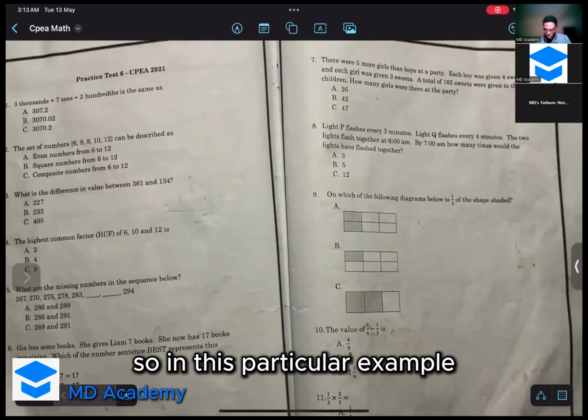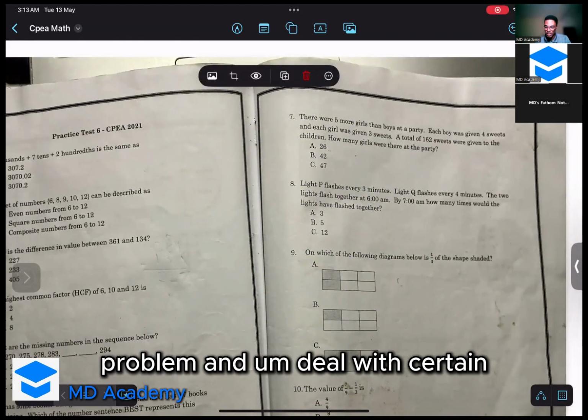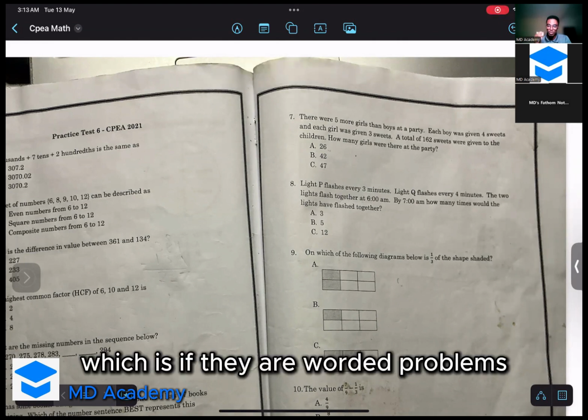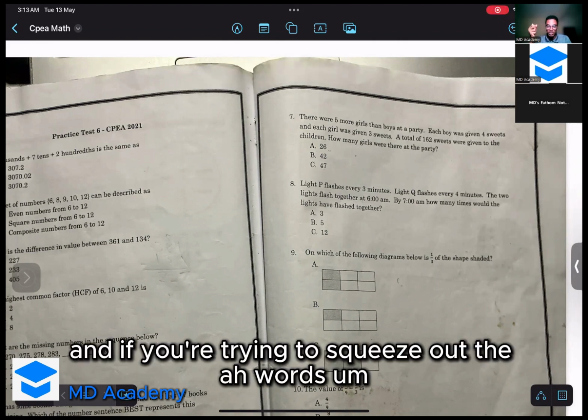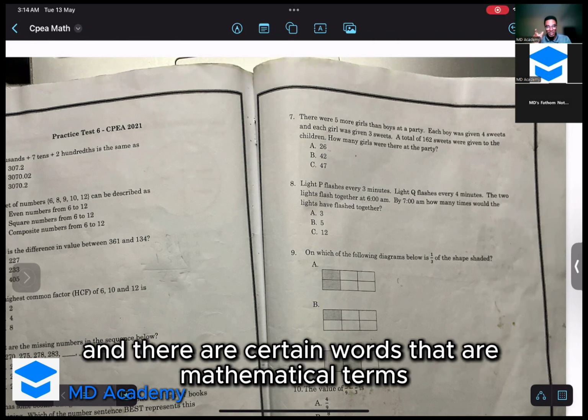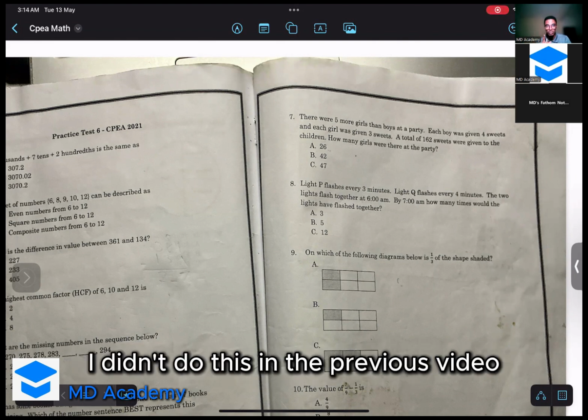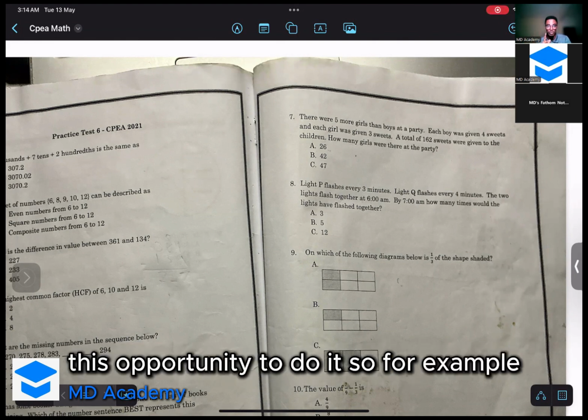So in this particular example, I have decided to just give a final blow to these worded problems. If we're trying to squeeze the numbers out of the words, then there are certain words that are mathematical terms, and it's best to go straight to them and just identify them, right? I didn't do this in a previous video, so I'll use this opportunity to do it.